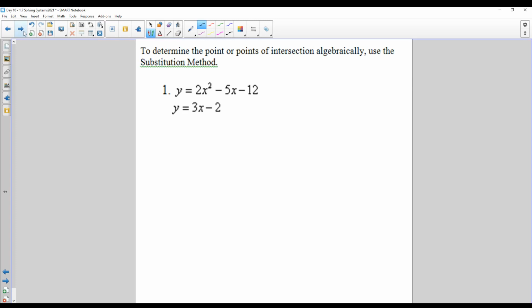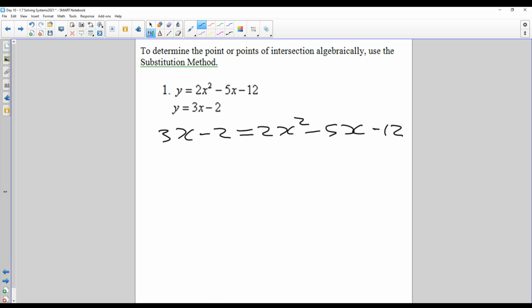So we're going to do the same thing you did on your homework, where you make one equal the other. So 3x minus 2 is equal to 2x squared minus 5x minus 12. Just make them equal to each other. Hopefully that makes sense. Yes?